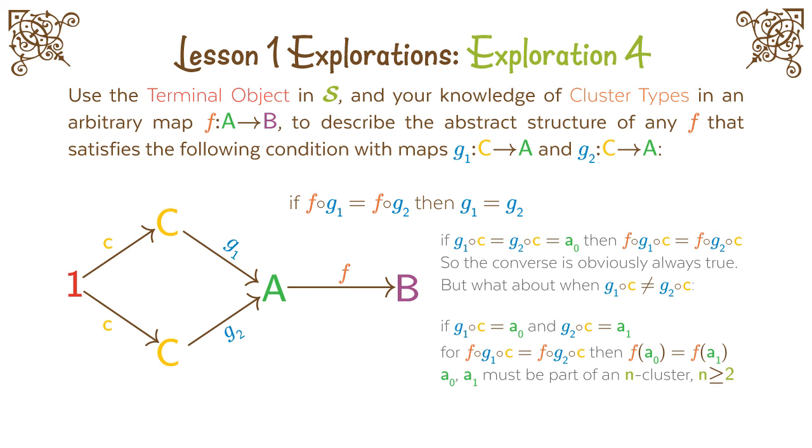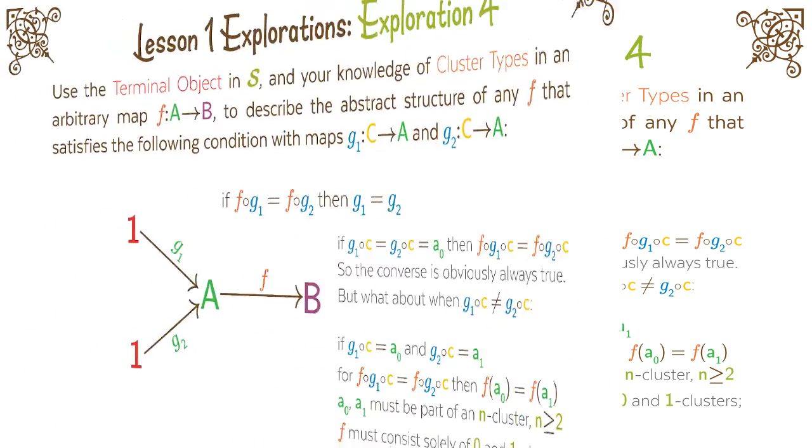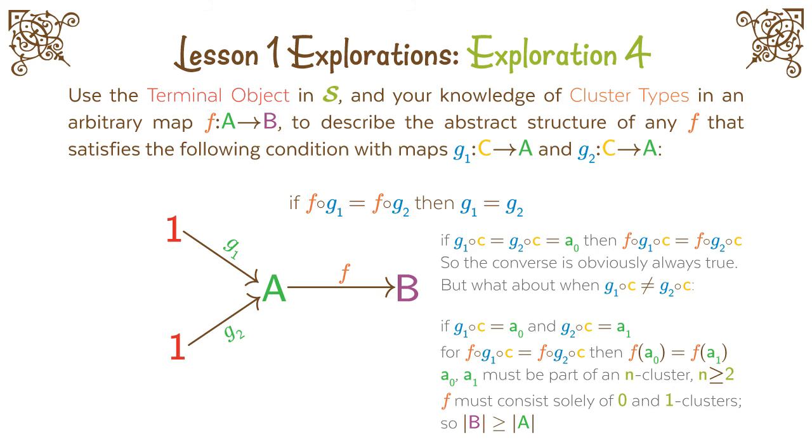It must be defined on each element of A, so that means it must connect each element of A with a unique element of B. So B must be at least as big as A, i.e., such an F requires that the size of B be greater than or equal to the size of A. Notice that choosing an arbitrary point of C is equivalent to imagining that C is 1, so we can redraw the diagram with two maps, 1 to A.